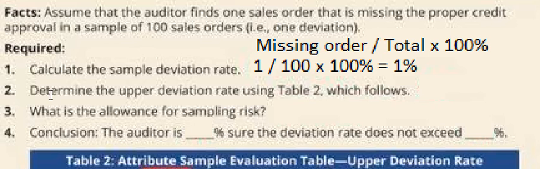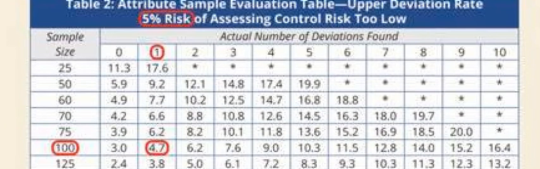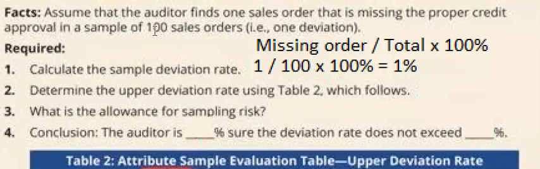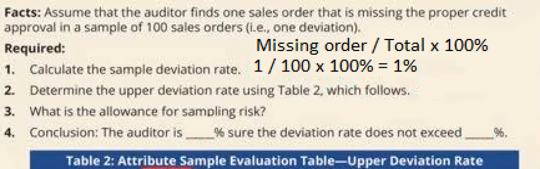Question number 2. Determine the upper deviation rate using Table 2 which follows. Here is Table number 2. And we know that the sample size is 100 because we have 100 sales orders, and the missing orders we have only one. So we connect 1 and 100 together, and the number we need to find is 4.7, and we write 4.7 in here.